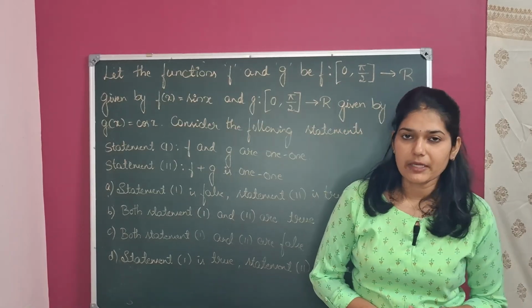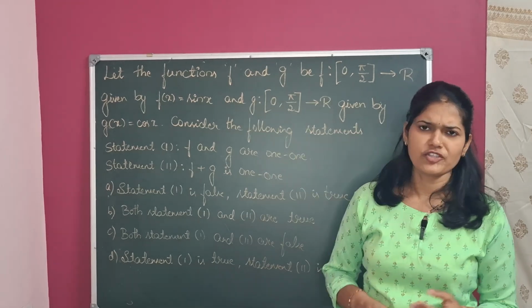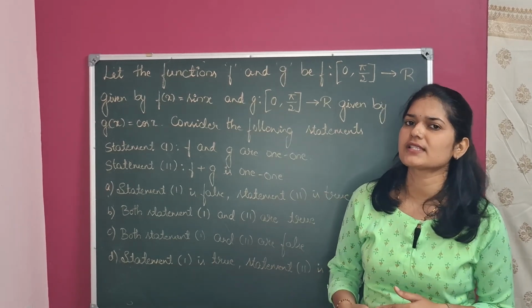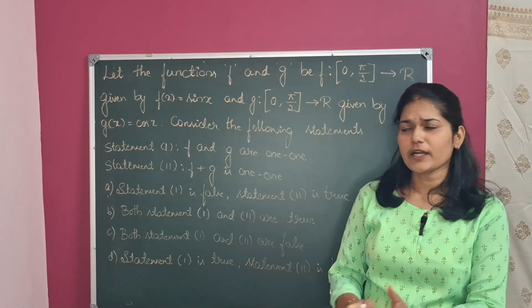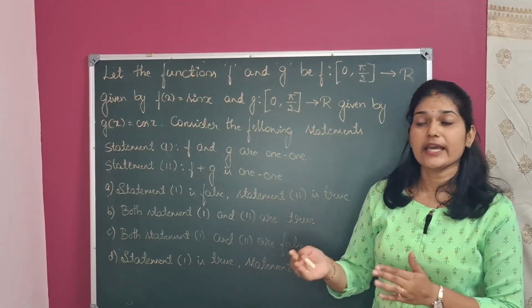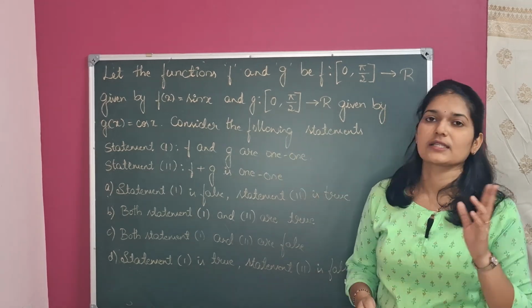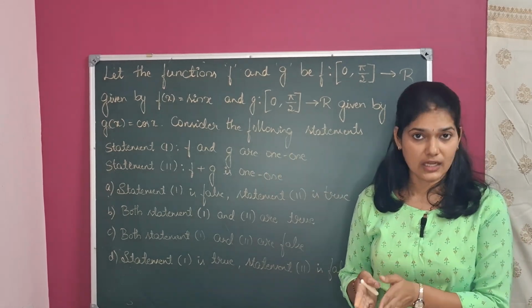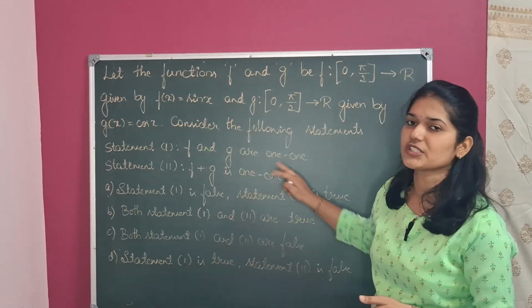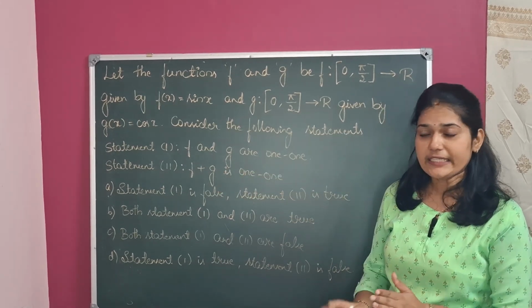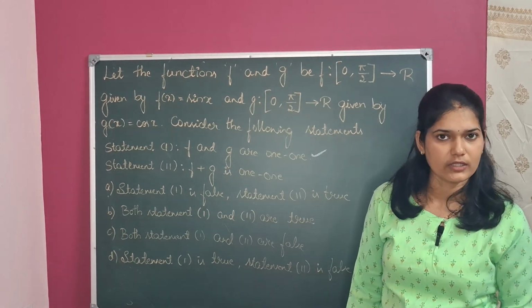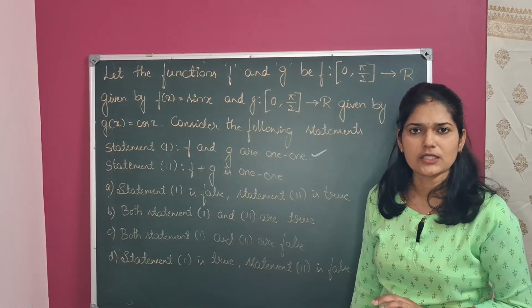So this is a statement based problem. They have given 2 functions f and g. f of x is nothing but sin x and g of x is nothing but cos x. Both are defined from the closed interval [0, pi by 2] to R. Then they have given 2 statements: statement 1, f and g both are 1-1, and statement 2, f plus g is 1-1. Clearly we know that f and g both are 1-1. But what about f plus g?